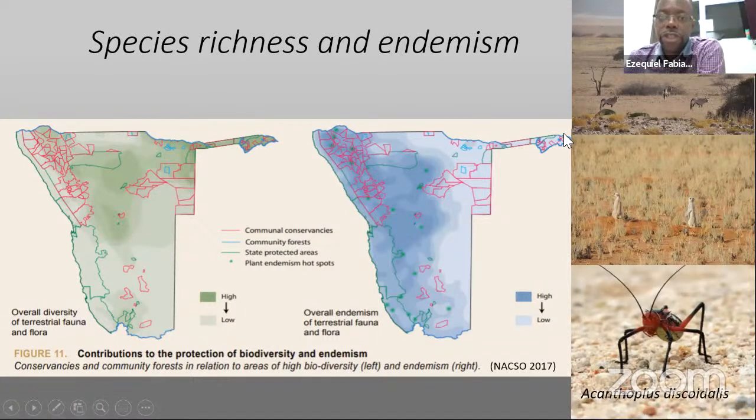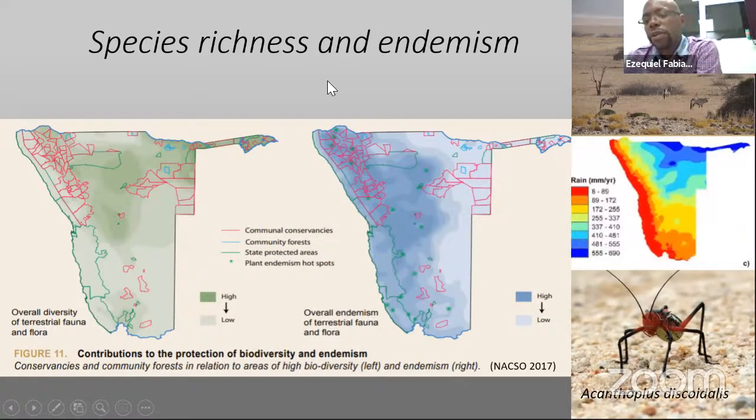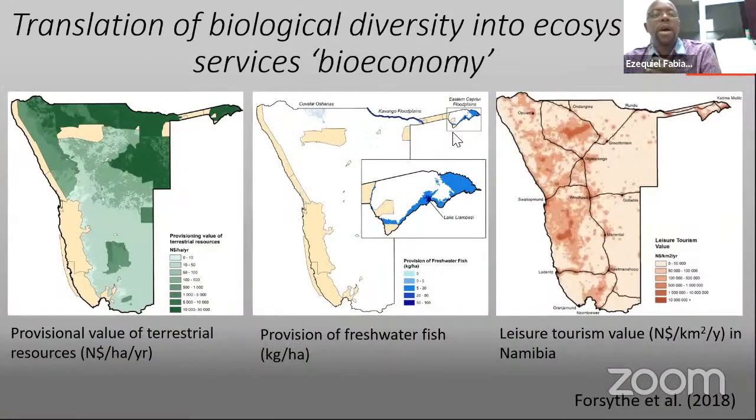Now, this distribution is also related to the rainfall pattern in the country. Namibia is a highly arid country, as you can see in this picture here, with most of the country, to the east and to the west, not receiving much rainfall, above 400 millimeters per year on average. So we do have fauna and flora highly adapted to these conditions. Now, this diversity forms really the basis for conservation.